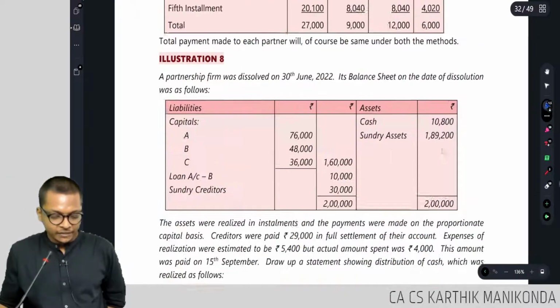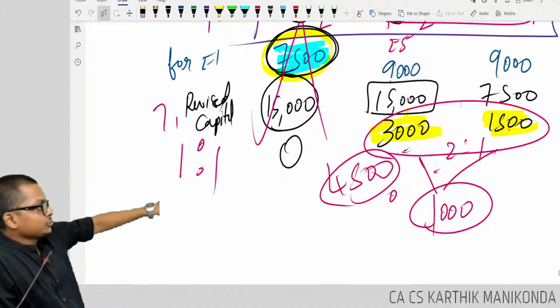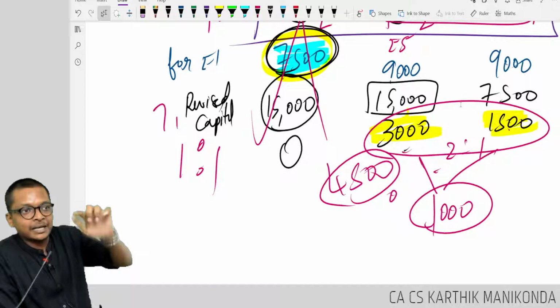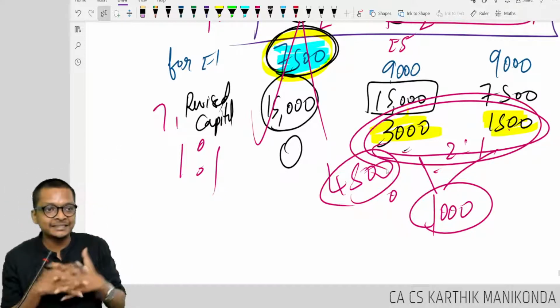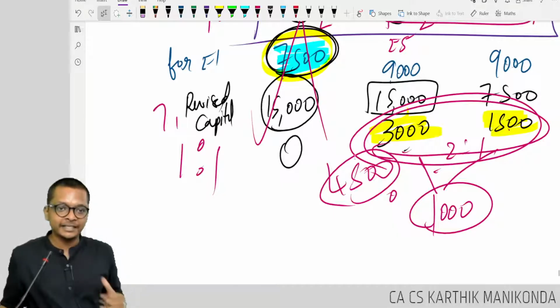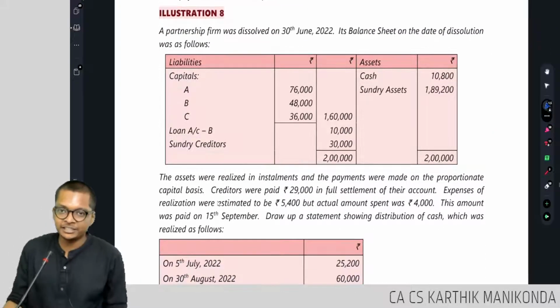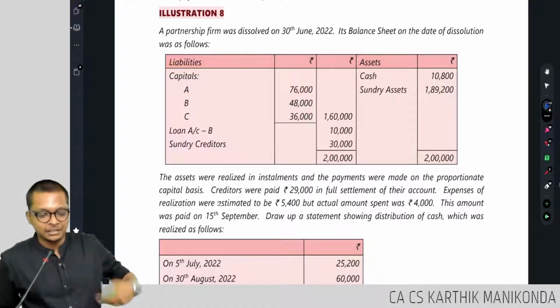Only one difference we are going to have is, if this 3,000 and 1,500 is not in the ratio 2:1, you have to again repeat the above step. You have to keep repeating until the excess is in this ratio. Are you understanding the logic, guys? Everybody clear? Let's go to the sum. Illustration 8. There are more complications here. Thankfully, we don't have that in the study material.